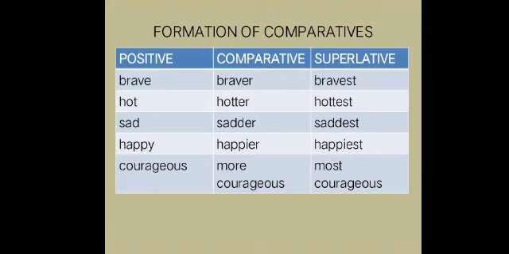As shown in the first example, we have added er to the comparative and est to the superlative. In the next two examples, er and est are added, but one spelling is doubled, t. In the next example, d. And in the next one, y is changed into i, and then we have added er and est. In the last one, we have added more and most. So this is how we are forming comparatives and superlatives.